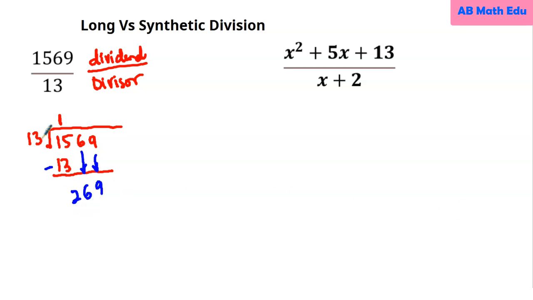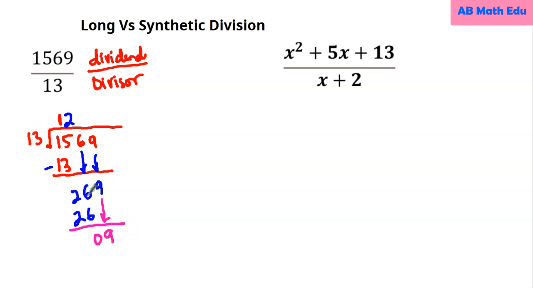So how many times can 13 go into 26? Is 2. So you put the 2 here. You multiply, and that will give you 26, and you put it right here, 26. You underline, you bring your 9. You subtract, that will give you 0, and definitely this will give you 0.